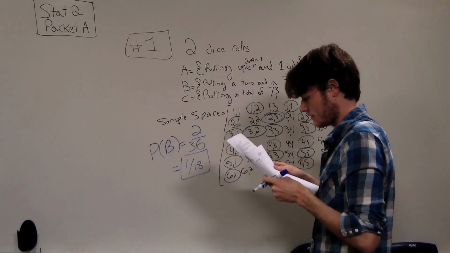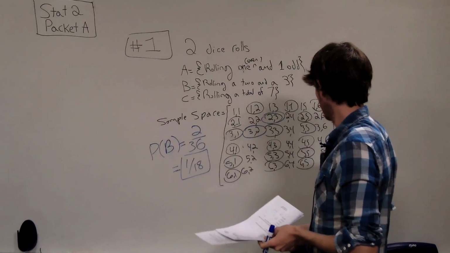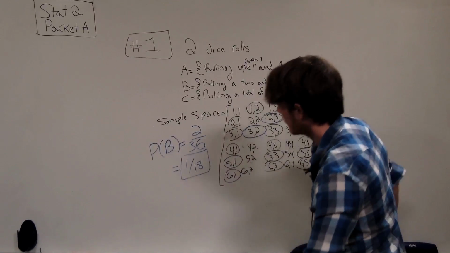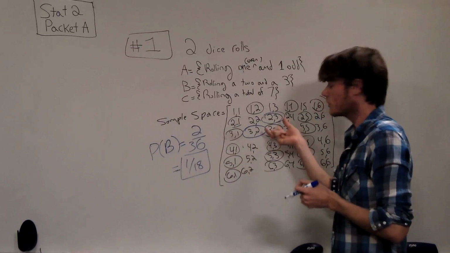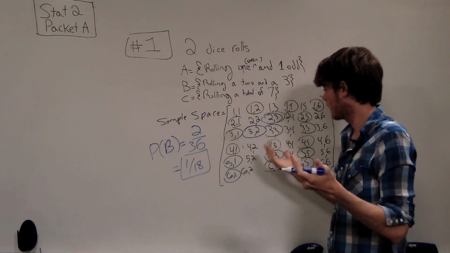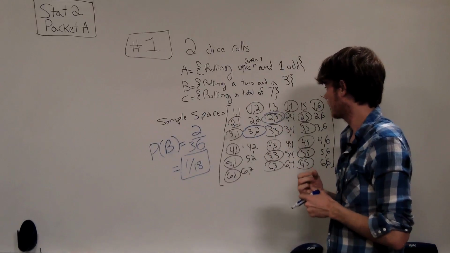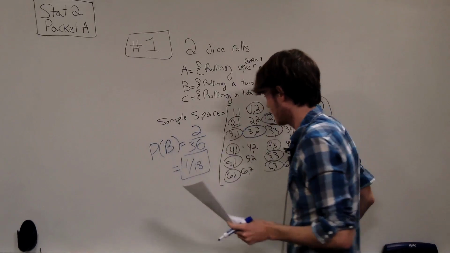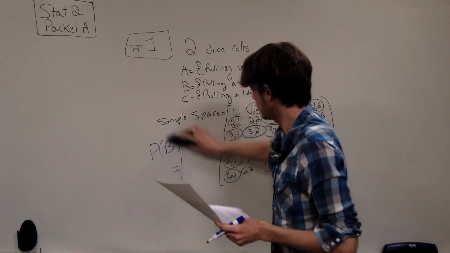Two of these have a combination of a 2 and a 3, so it's 1 over 18. That's exactly the correct answer. All right, so let's see, probability of C.